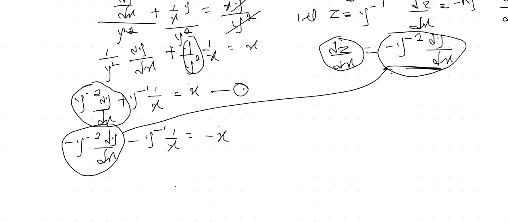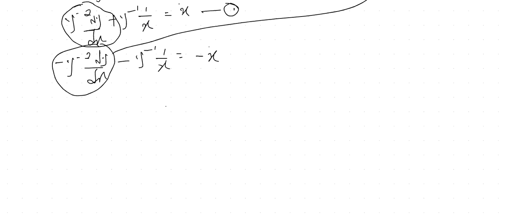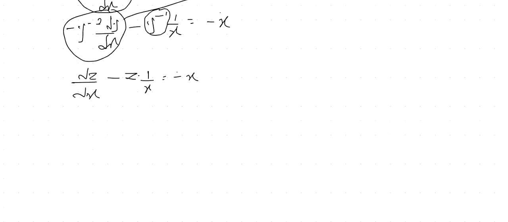To replace it, we have dz/dx, then minus this one. Don't forget you already said z to be y to the minus 1. So it's going to be z multiplied by 1 over x, which is equal to minus x. So at this point now, you can say that p is equal to 1 over x and q is equal to minus x, right? Yeah, that's what we say.